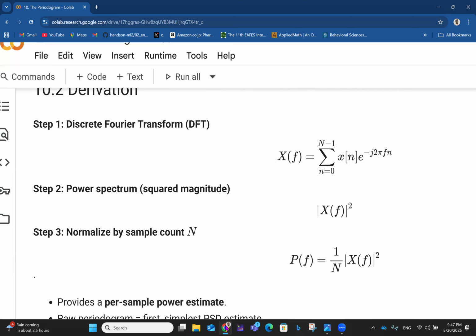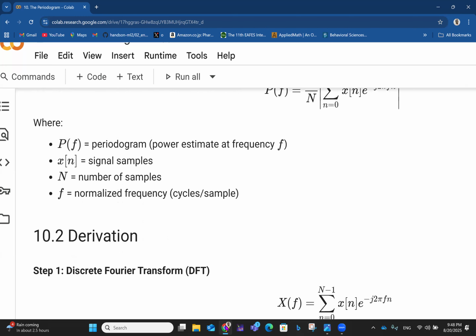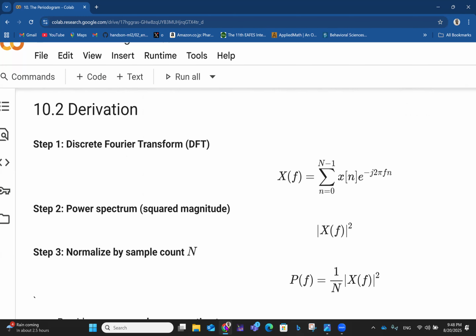The derivation actually follows this pattern. You have the discrete Fourier transform, DFT, X(f) equals summation from n equals 0 to N minus 1 of x[n] e raised to the power minus j2πfn. And then in step 2, you have the power spectrum, which is the squared magnitude. We looked at that in the previous video. That's |X(f)| squared. And finally, we normalize by the sample count N. And then we have 1 over N times the square of the absolute value of X(f). So that's how the derivation goes.